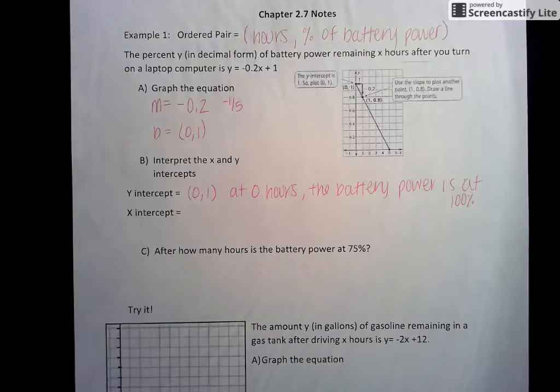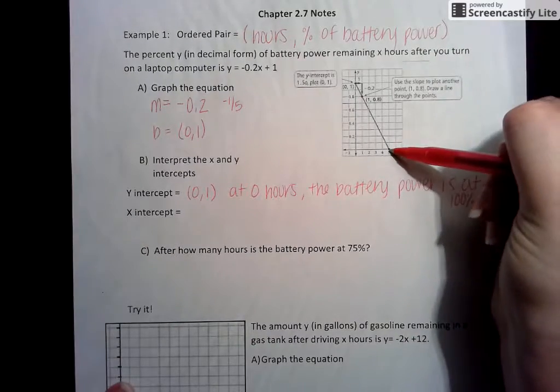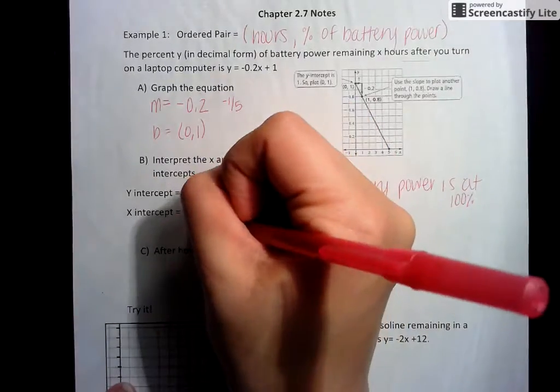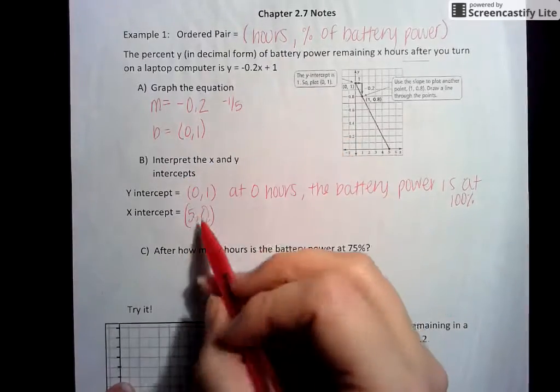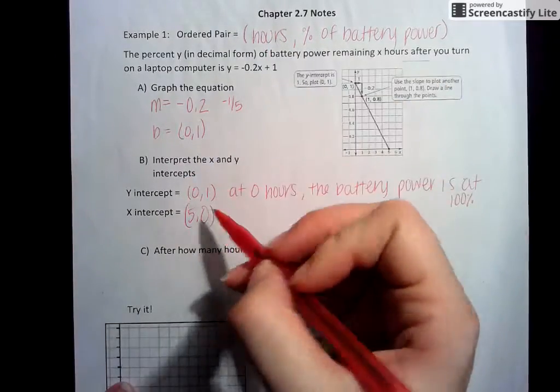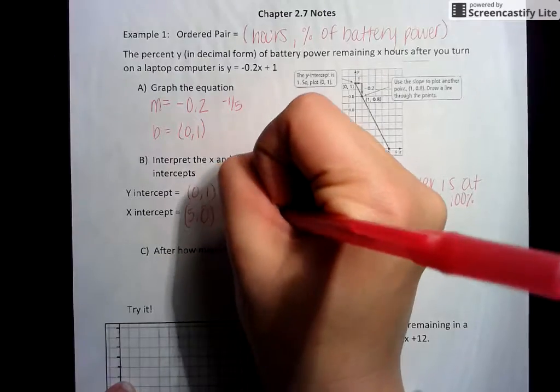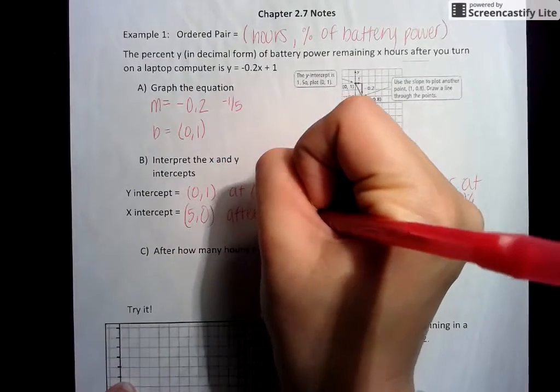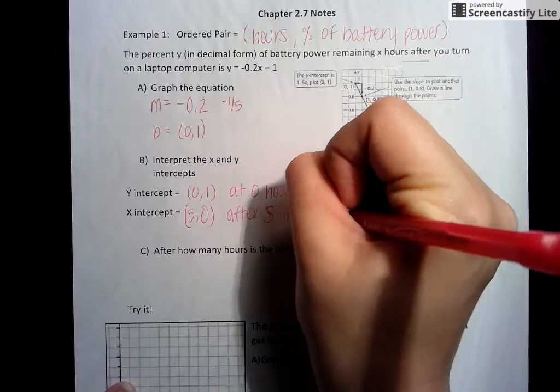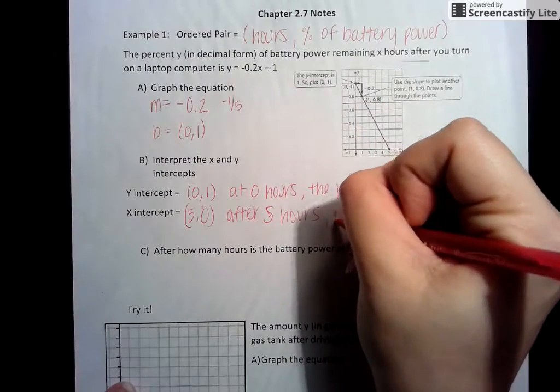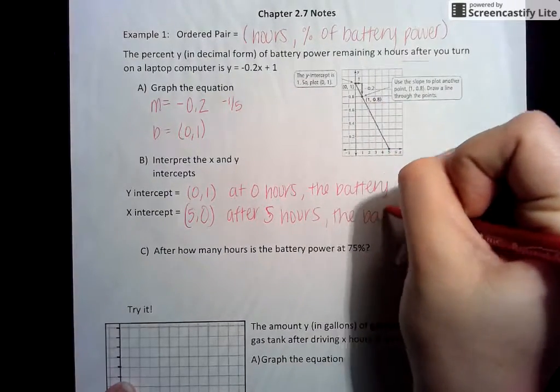Now the x-intercept, when you look here, is at 5, 0. So we're going to write that down. So what that means is that after 5 hours, the battery is going to be at 0%.